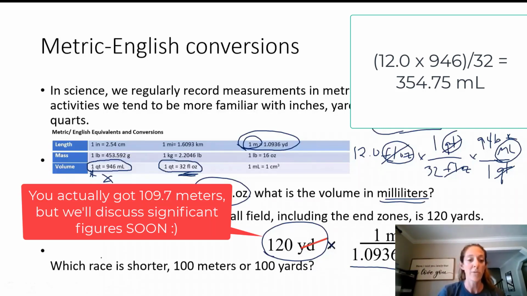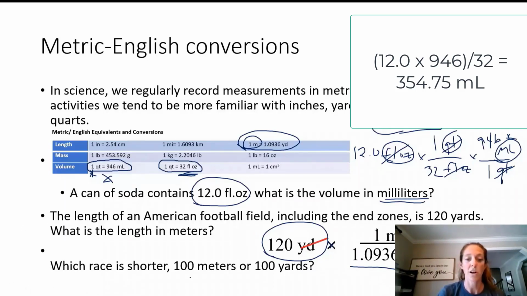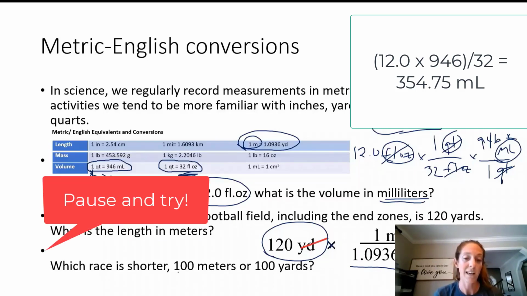So you try working this one out. Which race is shorter, 100 meters or 100 yards? Pause the video and see what you get.